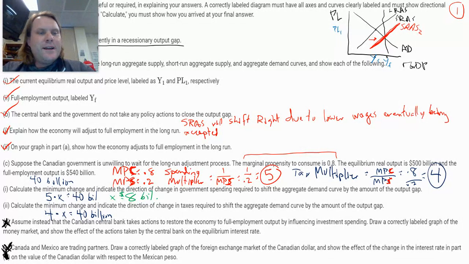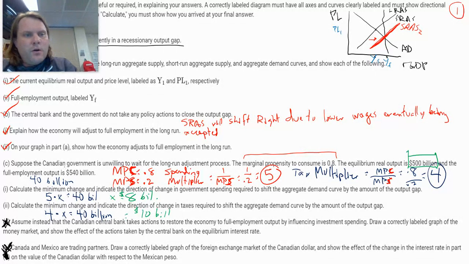Same thing with taxes: we've got to cut taxes, and the math should give $10 billion, a $10 billion tax cut to cover that. I didn't mention, how do we know we have to make up 40 billion? Well, our real output is 500 billion here. Our full employment output is 540 billion. That's where I got that 40 billion from.